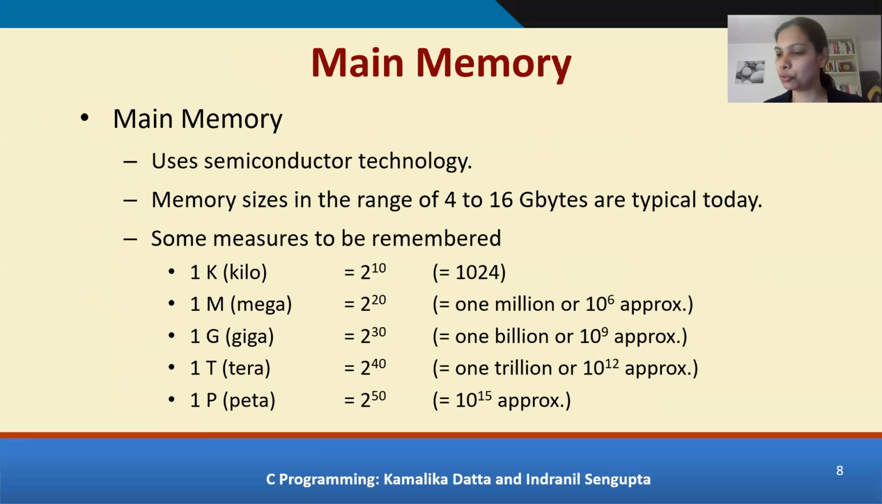Some of the measures that we will remember, we will discuss more when we write a program, execute it, and then see what is happening in the memory. Because as I told you, everything we are doing will first be loaded in memory, and step by step it will be done. For now, you just understand that 1 kilobyte or 1K is 2 to the power 10, 1M is 2 to the power 20, giga means 2 to the power 30, tera is 2 to the power 40, and peta means 2 to the power 50. This is for your understanding.